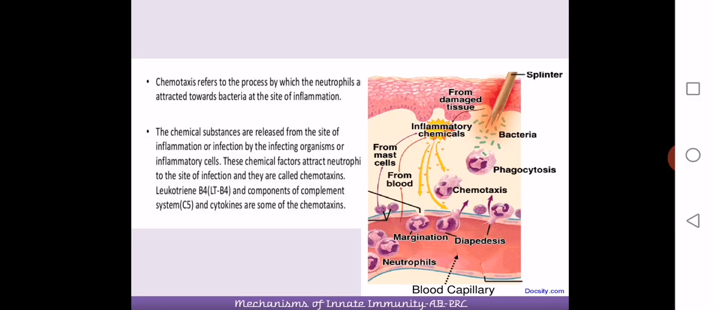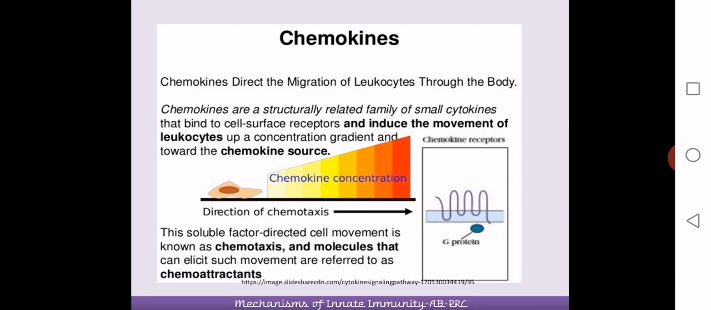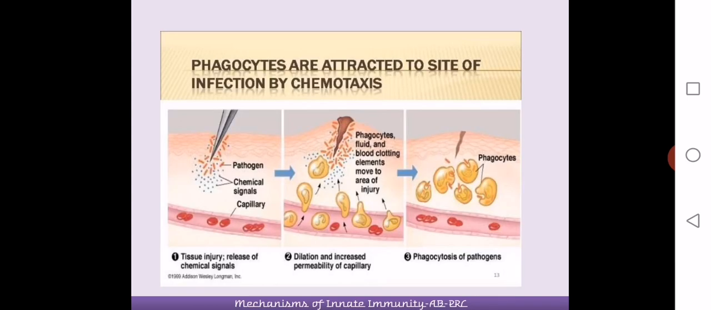Then this image also explains the same thing which we have already discussed. When you have a high concentration of chemokines, there will be more migration of these cells into the site of injury. You can see the pathogens have entered. Then from the blood you can see the migration of the substances, and ultimately there is phagocytosis.